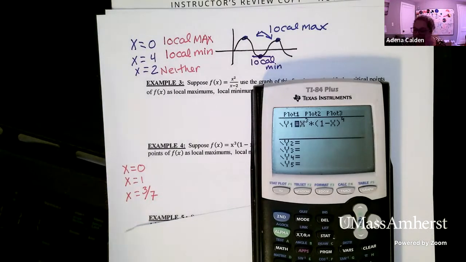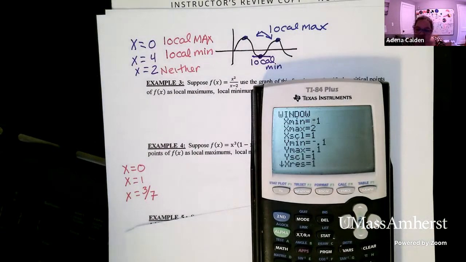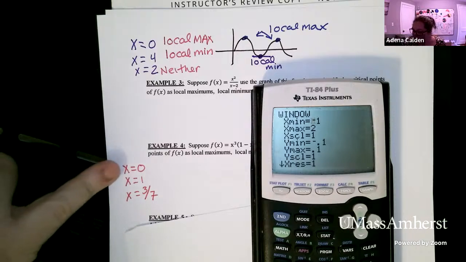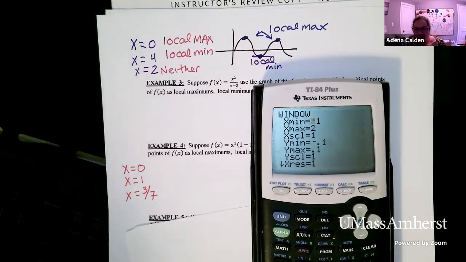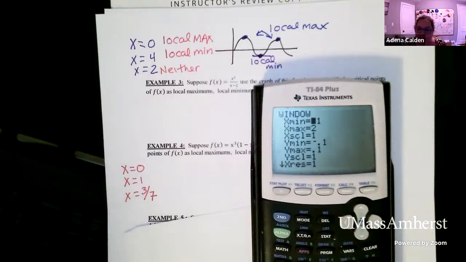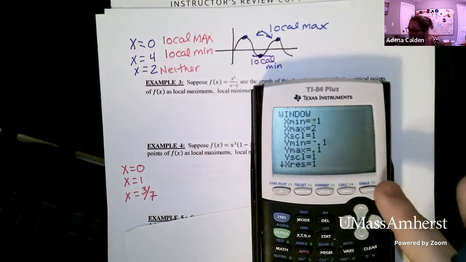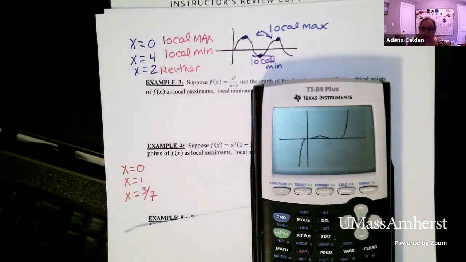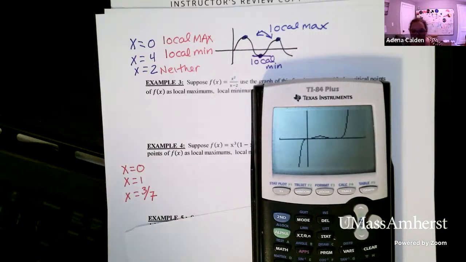In order for me to have a picture that made any sense, I had to make the values on my window really, really small. So I see that my x values, 0, 3/7, and 1, don't go very far on the x-axis. So I made my minimum x -1 and my x max 2. So I'm just looking between -1 and 2, which is where these all fall. And then for my y scale, I needed to make this -0.1 and +0.1 just to be able to see what was happening at those points, because otherwise it looked flat. And so here, when I zoomed in that closely, this is what it looks like.